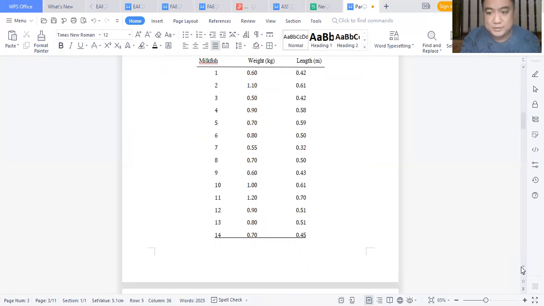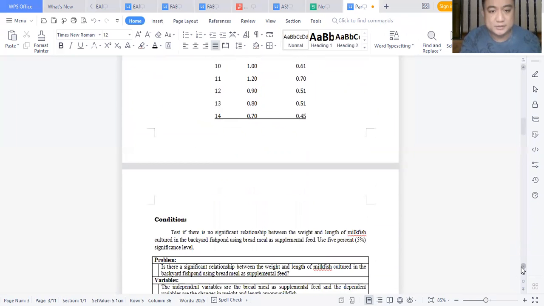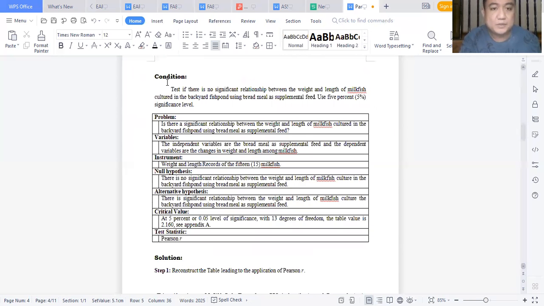It is missing one. There is a typographical error here. Okay? So the condition: test if there is no significant relationship between the weight and length of milkfish cultured in the backyard fish pond using the bread meal as supplemental feed. Use a 5% significance level. The problem is whether there is a significant relationship between the weight and length of milkfish when fed with bread meal as supplemental feed.